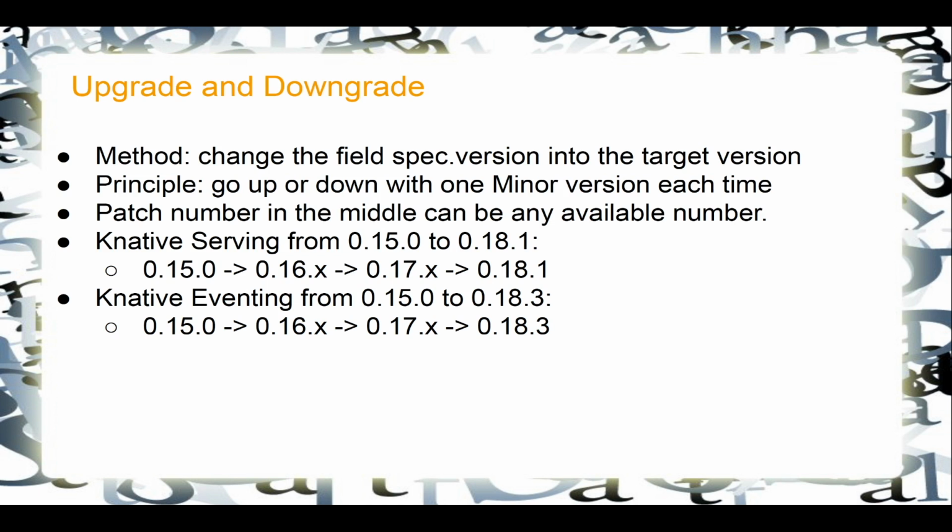One rule you need to pay attention to is that Knative Operator cannot upgrade or downgrade across multiple minor versions. You need to go one minor version up or down in each step. The patch number can be any number as long as it is available in the releases.